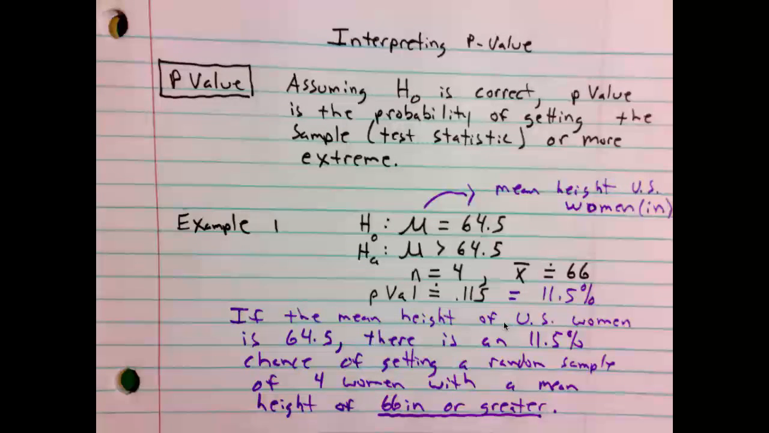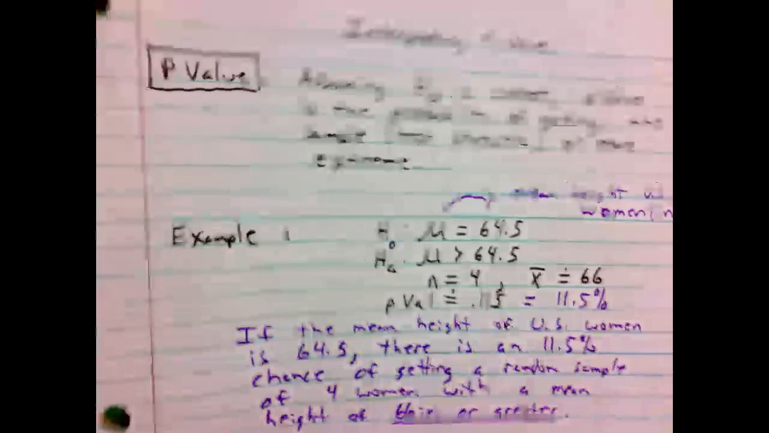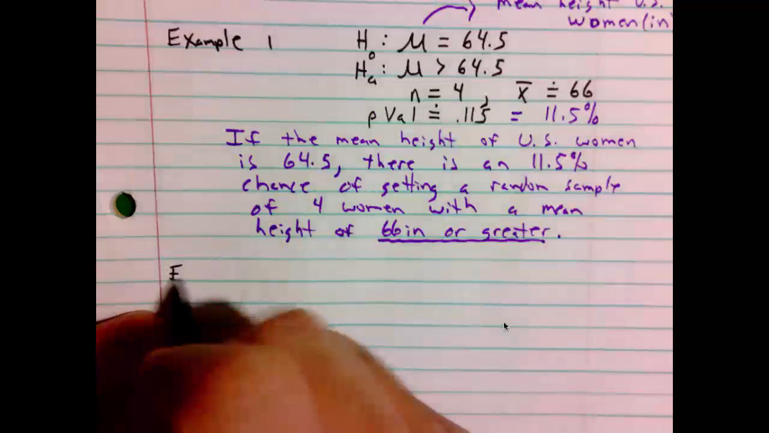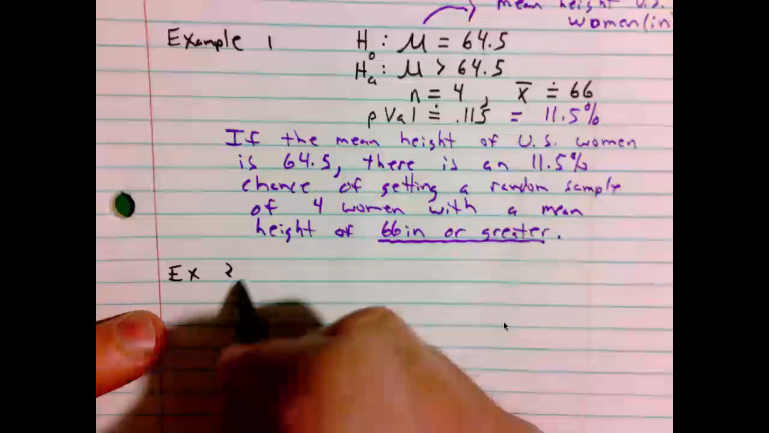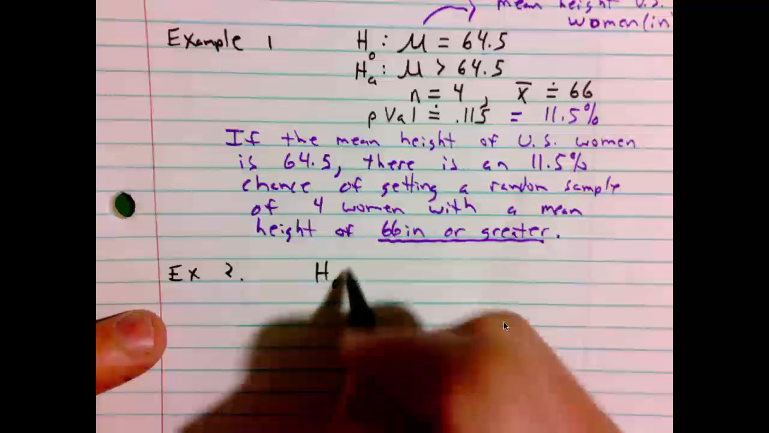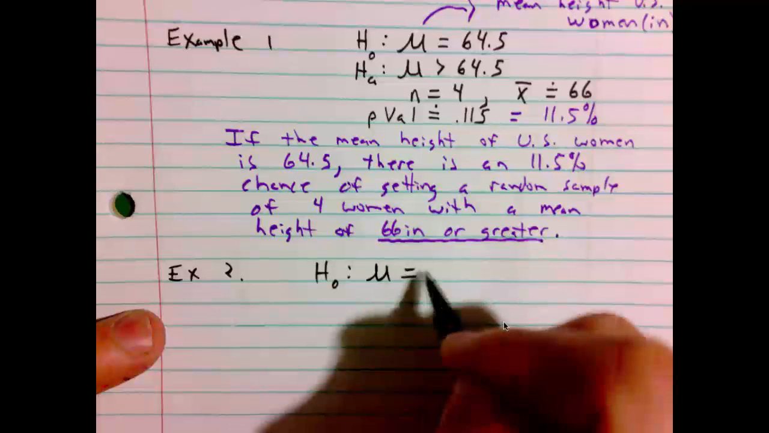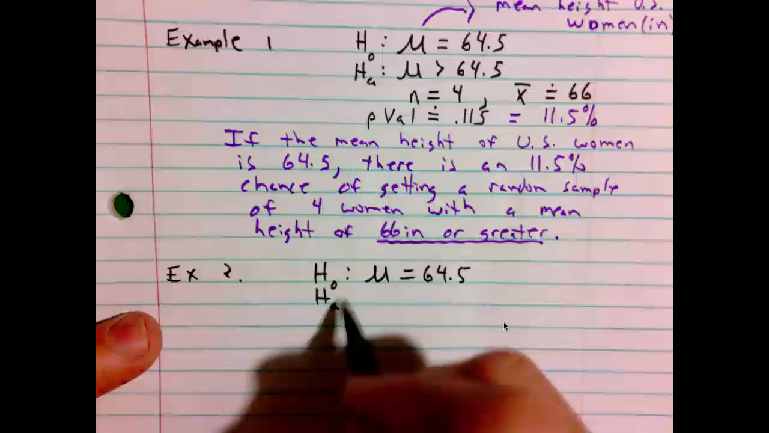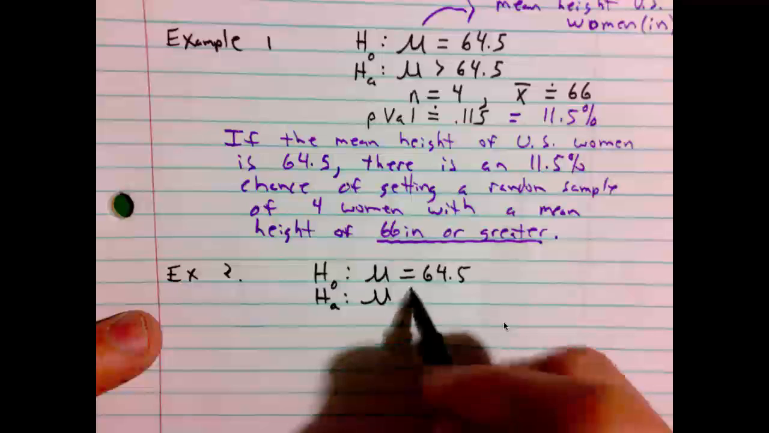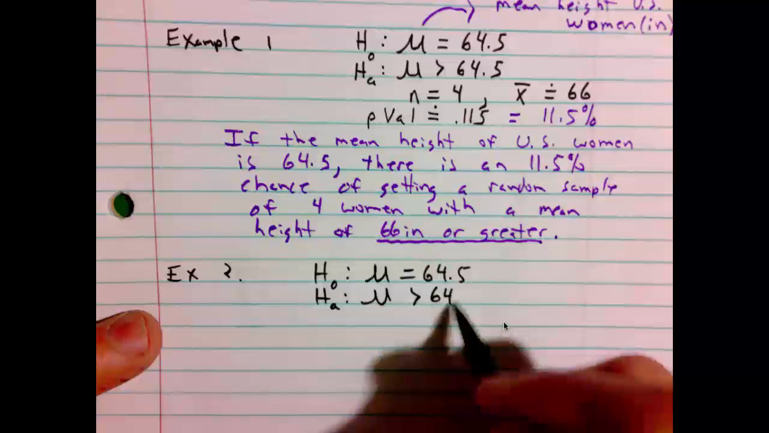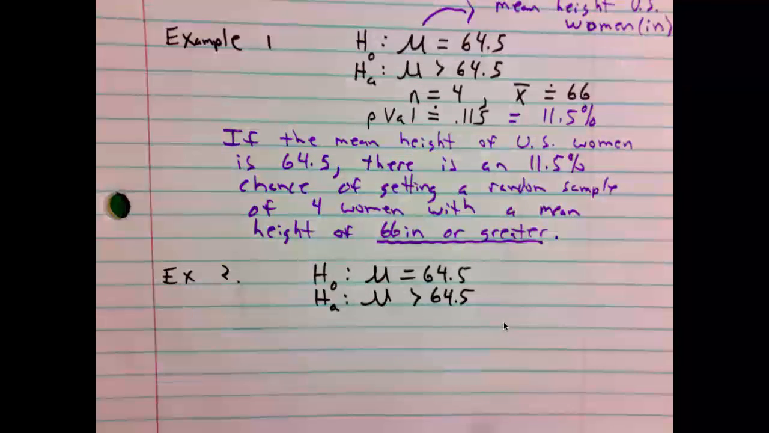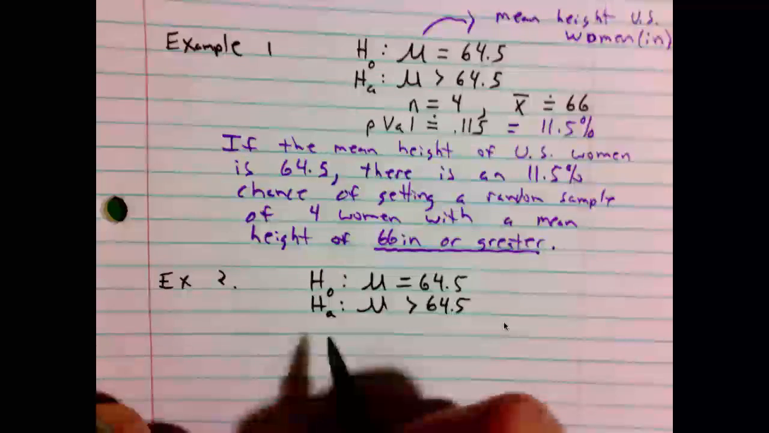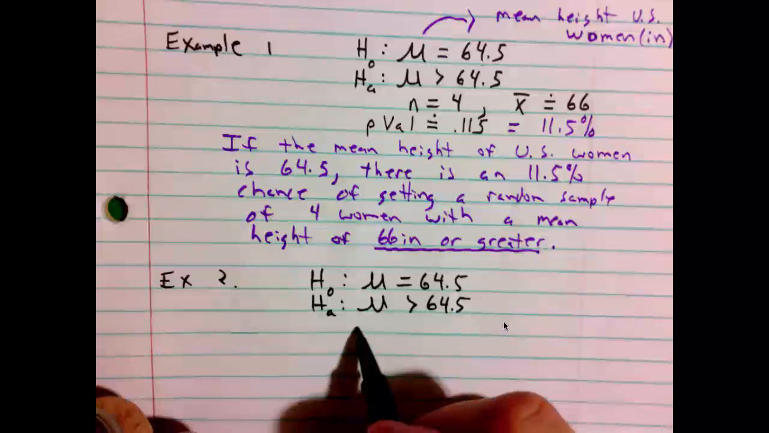All right, let's change these numbers and look at it again. Okay, example 2. Alright, same null with the same alternative hypothesis. We believe that women are indeed taller than that in Jacksonville or wherever. We could say in the United States, where we're saying doesn't really matter. With the same definition, we're talking about mean height. But this time, instead of having 4 women, let's say we chose 20.